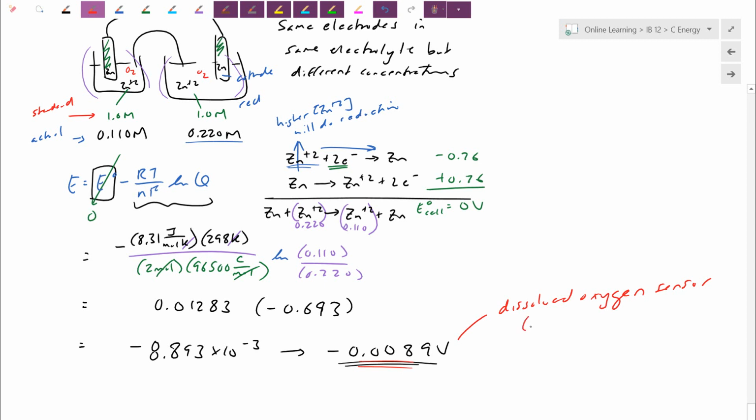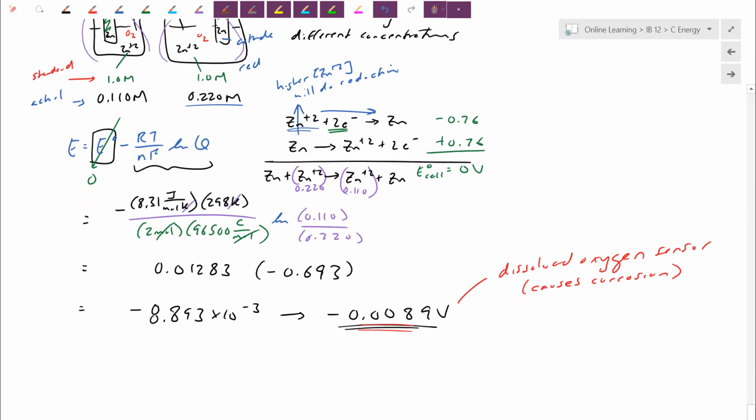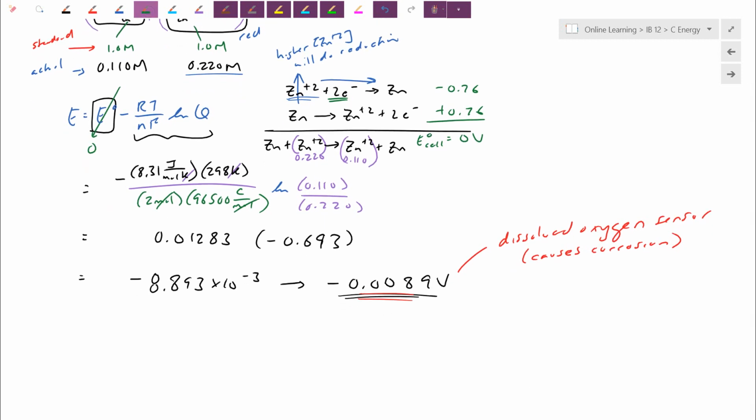That typically is used to track causes for corrosion. It doesn't take much, just that small amount of voltage from a slight difference will cause corrosion. The other more interesting case here is pH meters.